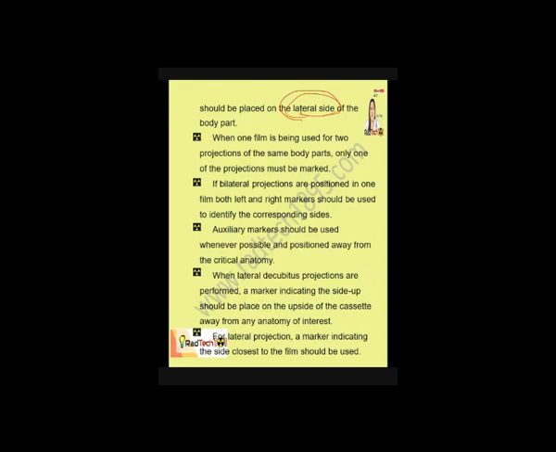When one film is being used for two projections of the same body parts, only one of the projections must be marked. So halimbawa, yung request is APL. So dalawang exposure yan, AP and lateral. Pero halimbawa, ang APL ng forearm or ng kamay, maliit lang siya, so pwedeng isang film lang ang gamitin natin. So sinasabi natin na 2-in-1. So, 2 projections in 1 film. So, isang projection lang ang lalagyan ng marker.